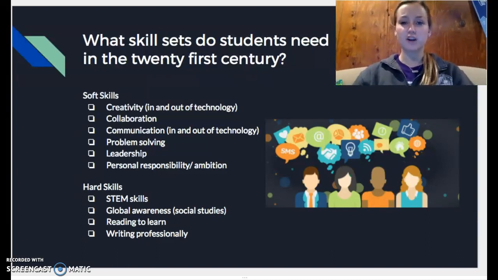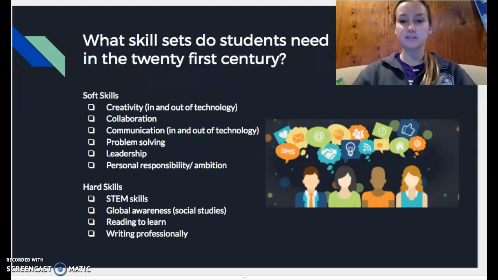Then we also, of course, have our hard skills that we've always had students have a need for. So we have STEM skills. Students obviously still need science and math. They also now need to be more aware of the world around them because we are in such a connected society. They also need to be able to read to learn new things and write in a professional way that impresses their coworkers, their bosses, and the clients that they will eventually serve in their jobs.